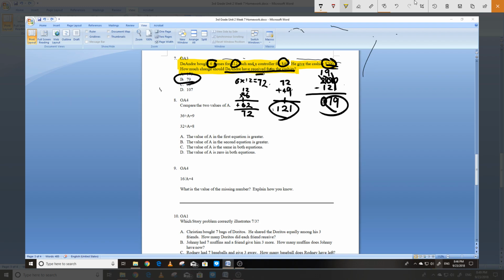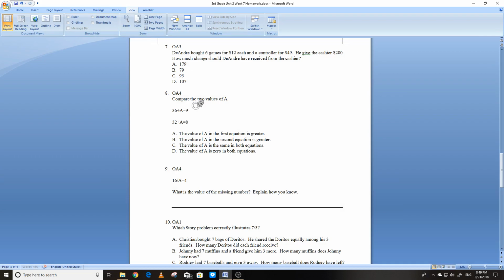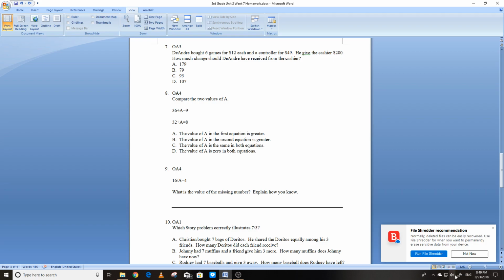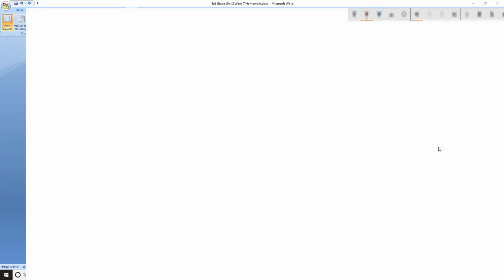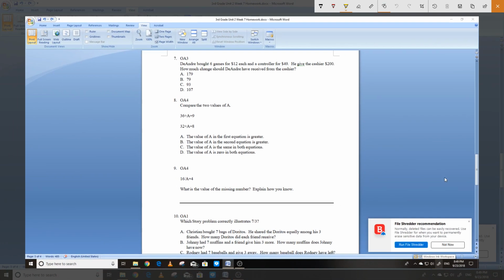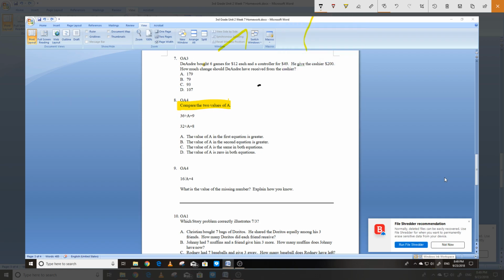Let's take a quick look at number 8. Number 8 says compare the two values of A. So I have two equations here. The first one is what is 36 divided by 9?